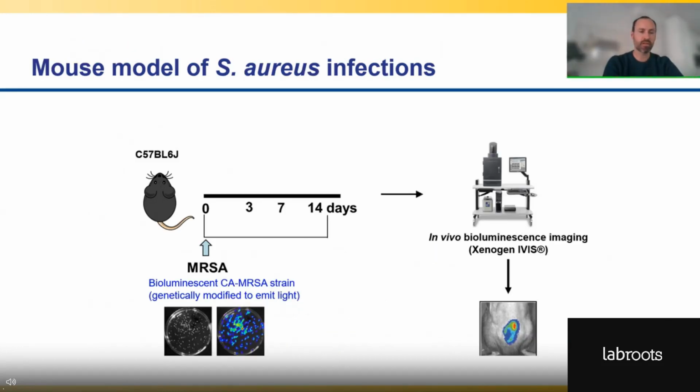Our lab uses different Staph aureus infection models, including skin infection models and orthopedic implant-associated infection models, where we use a bioluminescent strain of community-associated methicillin-resistant Staph aureus and infect B6 mice and track these mice over time using an in vivo imaging system developed by PerkinElmer to quantify the bacterial burden over time in the same animal. And as you can see in the bottom right, this is a representative image of a skin infection where you can see the bioluminescent bacteria in the skin.